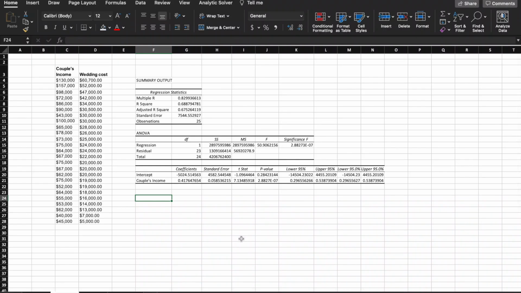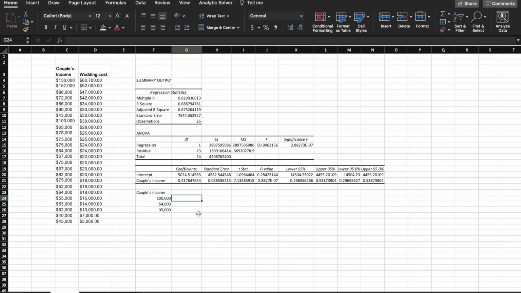Back to Excel, I ran a regression just using couple's income to predict wedding costs because we found that this was the only useful variable. So now let's do some predictions. So couple's income, and let's say we want to predict the wedding costs for a couple whose income is $100,000, another couple whose income is about $54,000, and then let's go with maybe $35,000.